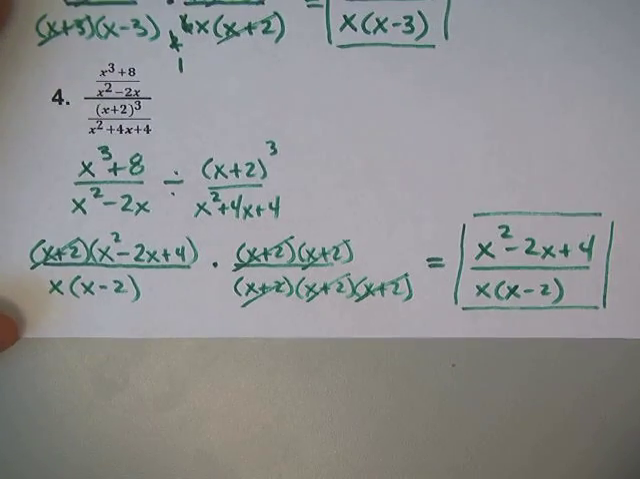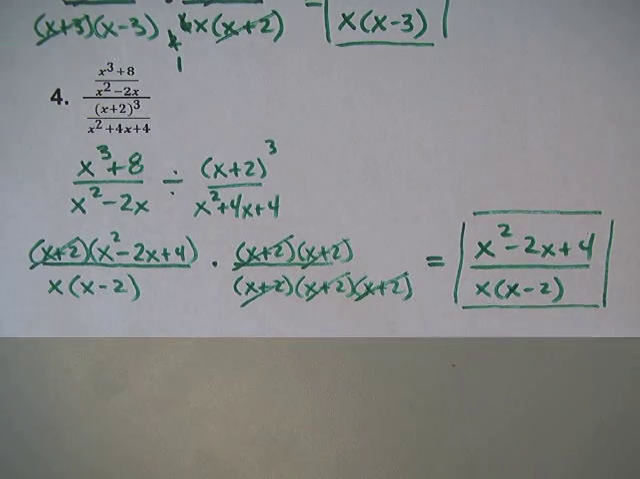And like I said in the previous example, to be truly simplified, you should distribute that back in, but I'm not overly concerned about that. If you can just leave it like that, that would be fine as well. So that's it. That's simplifying rational expressions when you have multiplication and division.